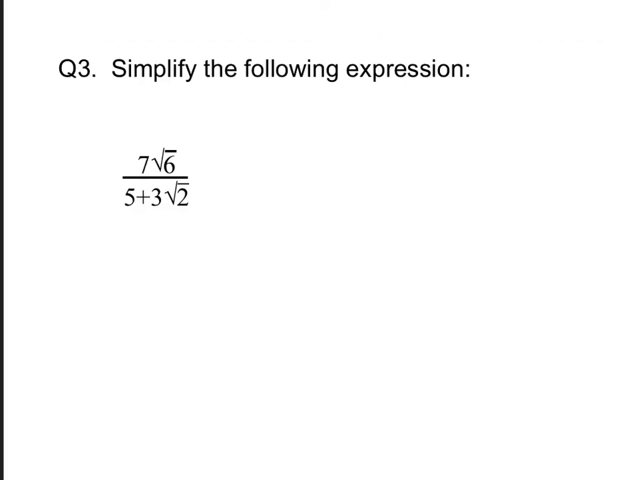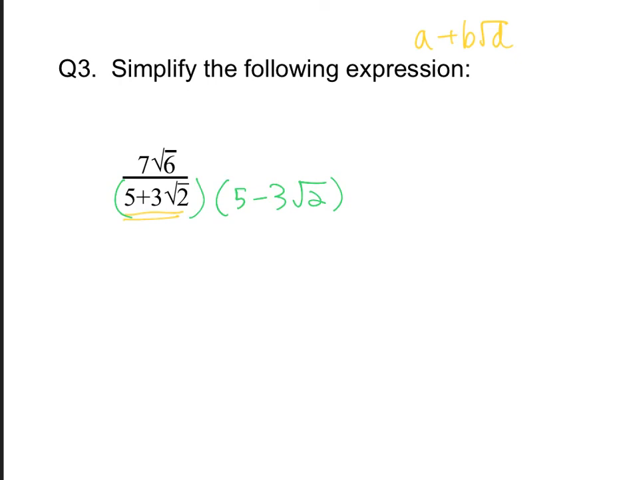We're going to start by simplifying the expression 7 root 6 divided by 5 plus 3 root 2. Now simplifying this is going to involve rationalizing our denominator. Looking at this denominator, we note that it's in the form a plus b root d. So multiplying by its conjugate will allow us to rationalize what's in the denominator. What is the conjugate of 5 plus 3 root 2? It is 5 minus 3 root 2.